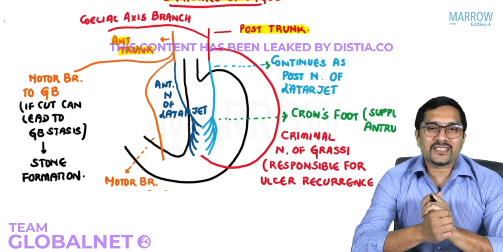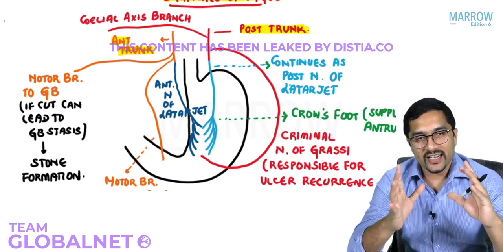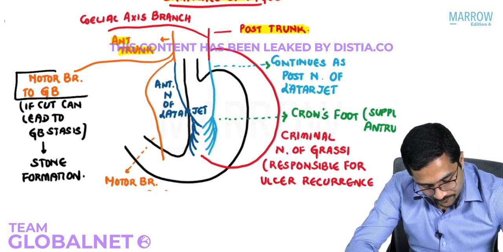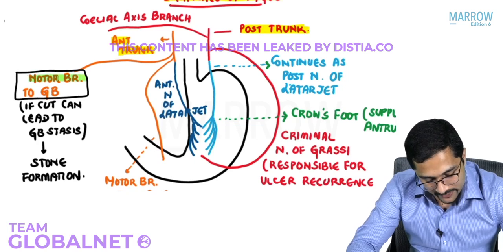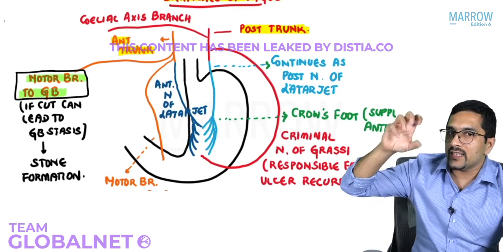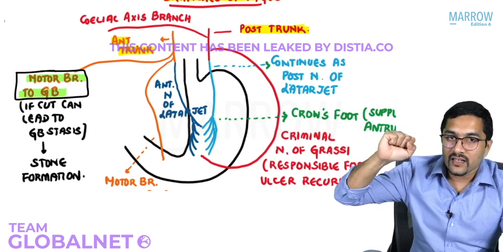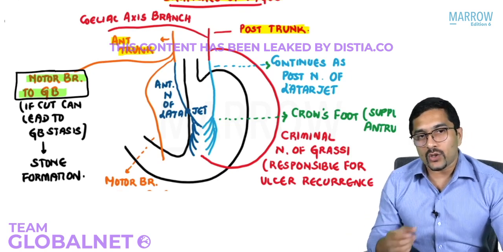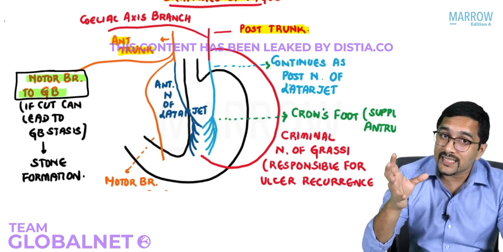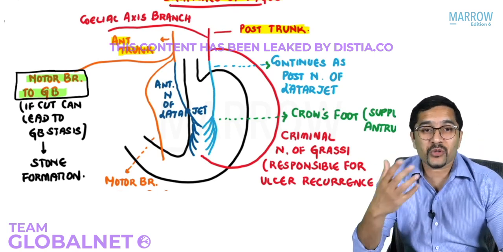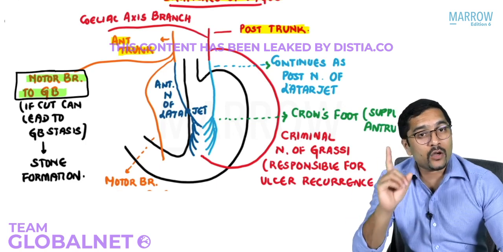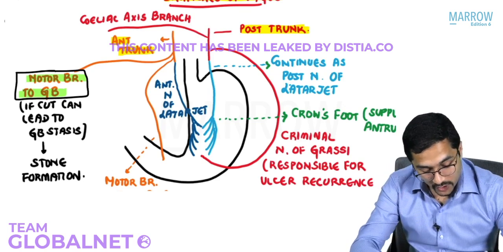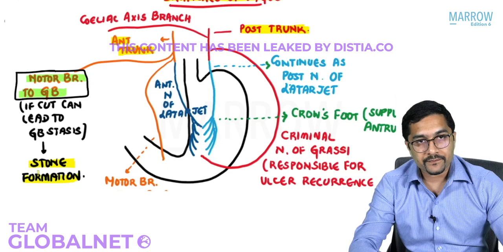First, I'm going to tell you about the branches of the anterior trunk, right? The first branch of the anterior trunk is a motor branch to the gallbladder. Very important. What this motor branch does is it stimulates gallbladder contractility, so it pushes out bile from the gallbladder. Now, if this branch is injured or cut, there will be gallbladder stasis, and that can predispose to gallstones, which is why one of the complications of vagotomy is gallstone formation. And it's because of this motor branch to the gallbladder.